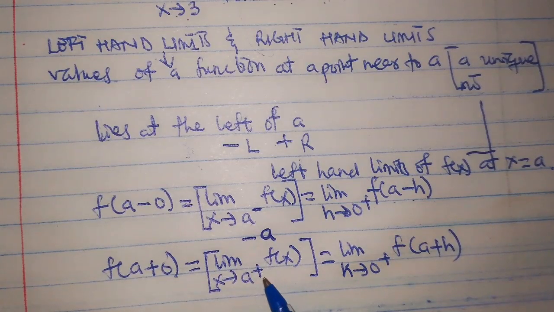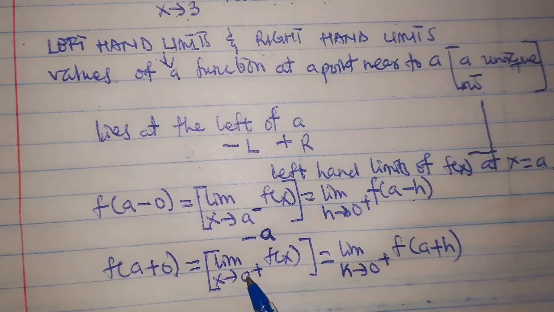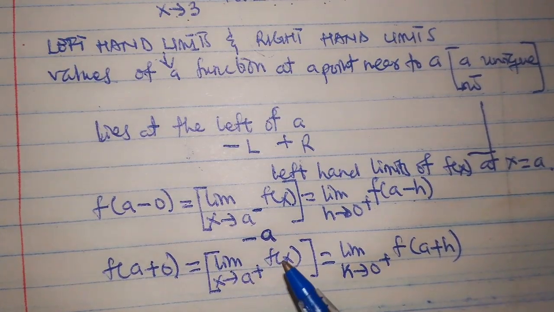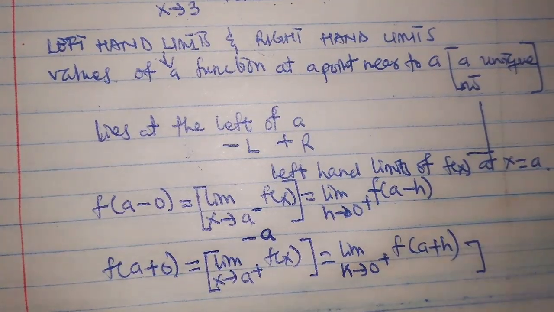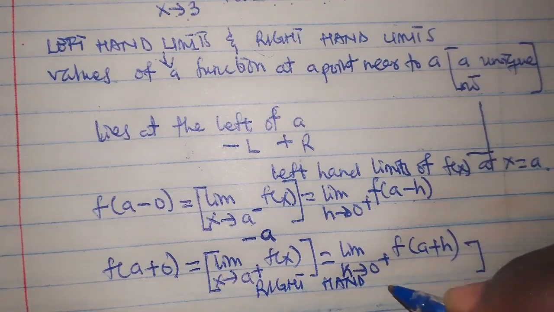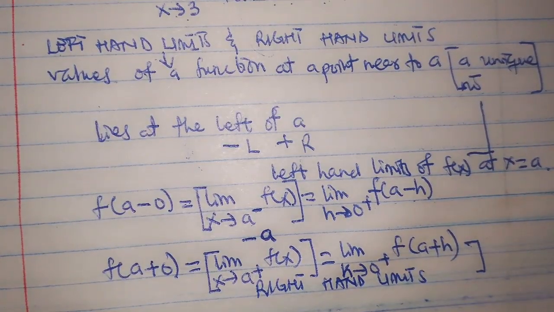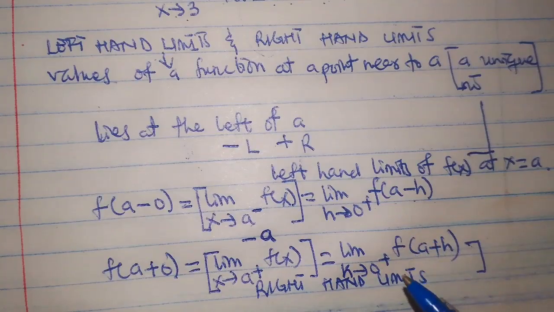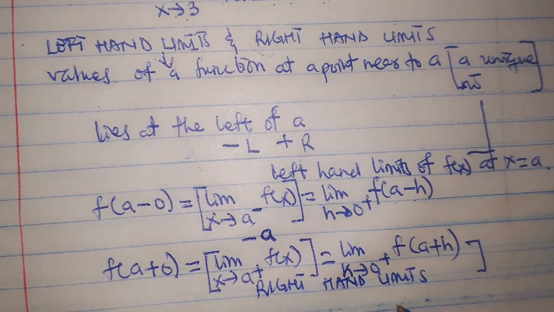Now this is how it's represented. Limit as x approaches positive a. So the positive values which are close to a. That's what it means. That's why it's called the right hand limit, because there are values of a which are close to a but lie to the right hand of a. So right hand limits.